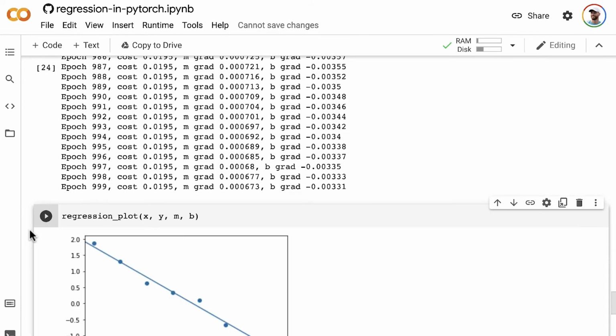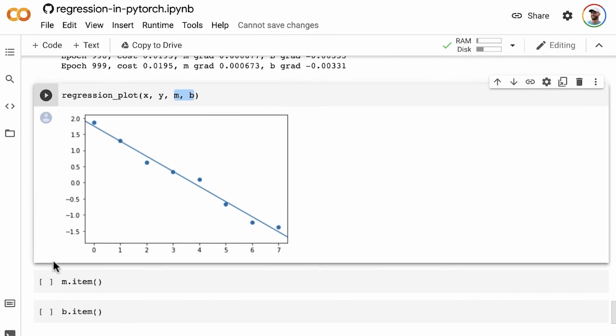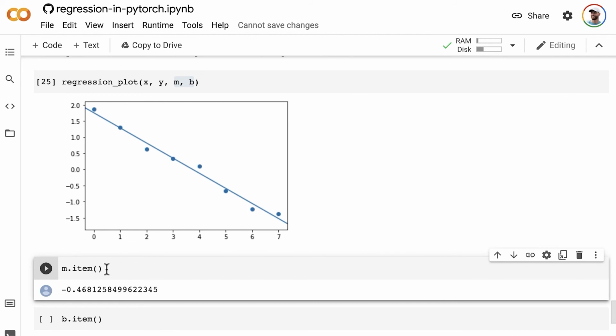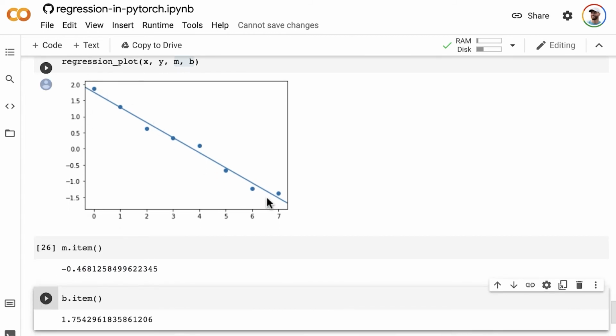And we can confirm this to ourselves by now running our regression plot again. And with our m and b values that we get after these 1,000 rounds of training, that slope and the y-intercept correspond to values that fit our data points very nicely indeed. So if you're interested in getting those final values, you can use the item method to get a nice clean float value out of m and b. And so you can see the slope here is negative 0.47, and our y-intercept is 1.75.